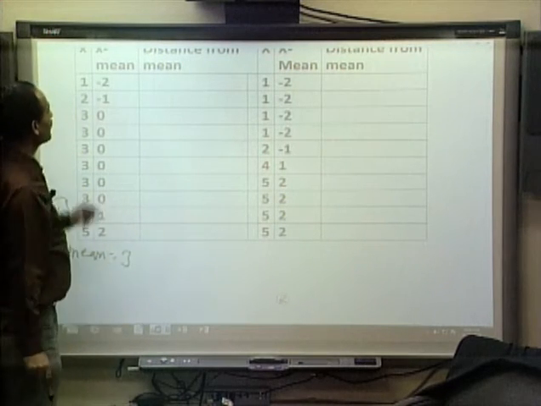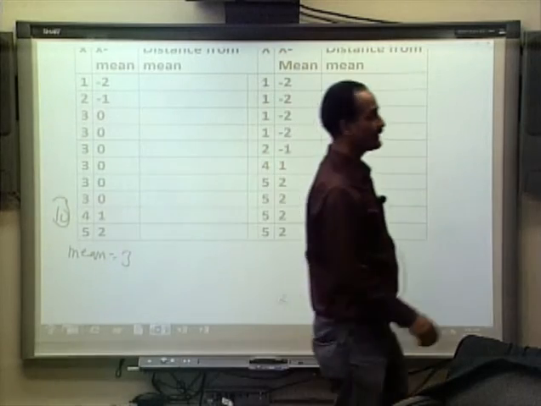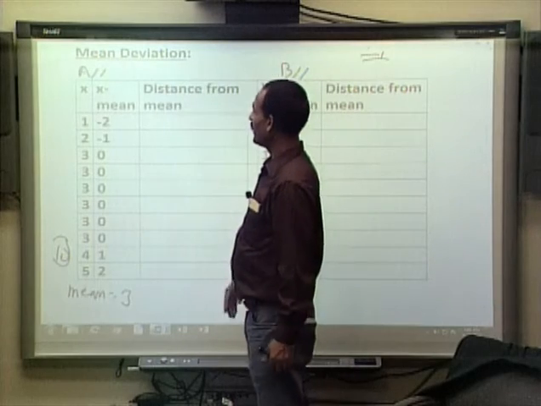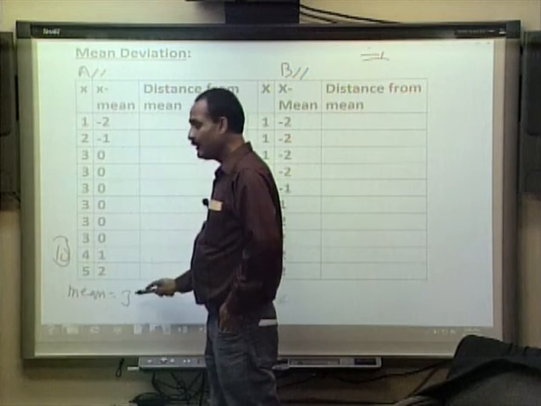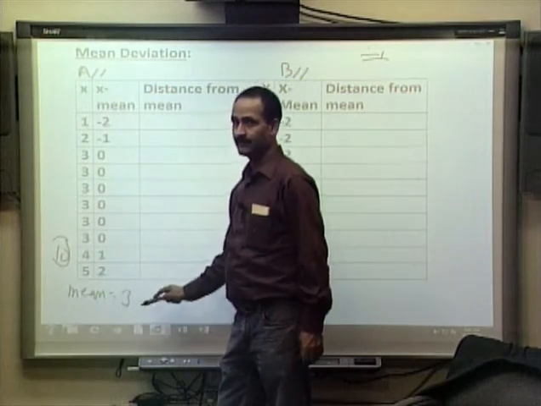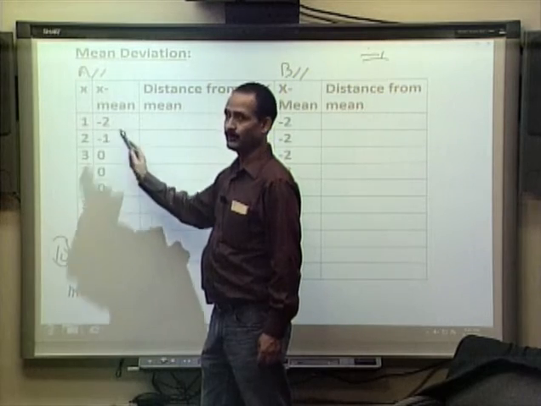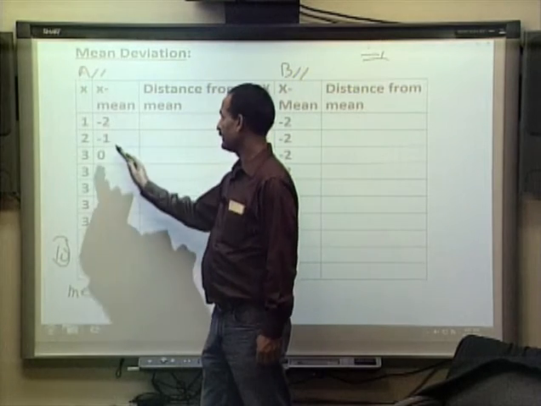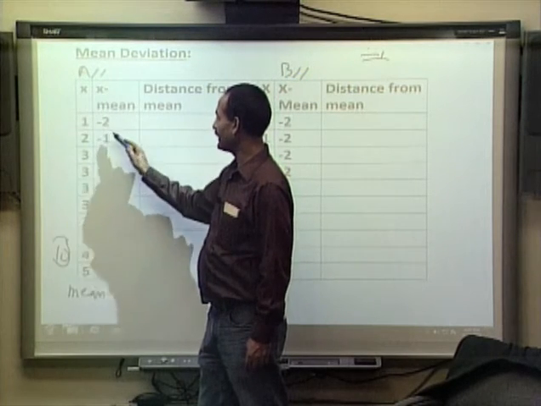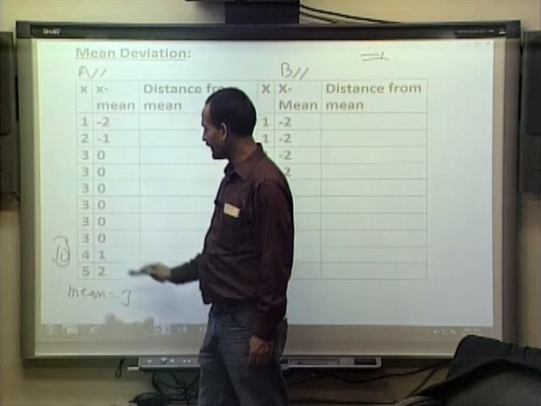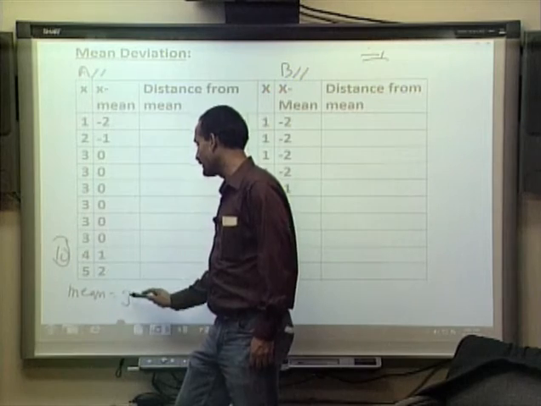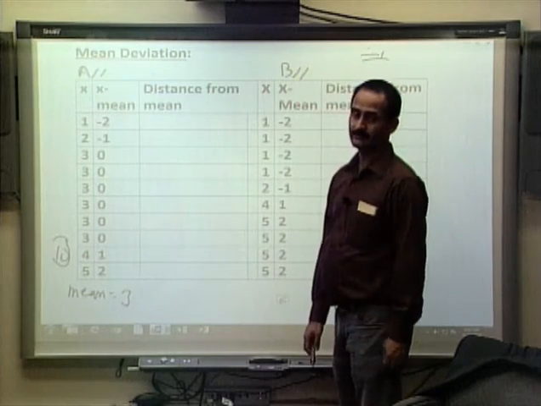In order to calculate the mean deviation, we subtract the mean, which is 3 in this case, from each of the observations. So 1 minus 3 is negative 2. 2 minus 3 is negative 1. 3 minus 3 is 0, and again 3 minus 3 is 0, for each of the 3s. 4 minus 3 is 1. 5 minus 3 is 2.